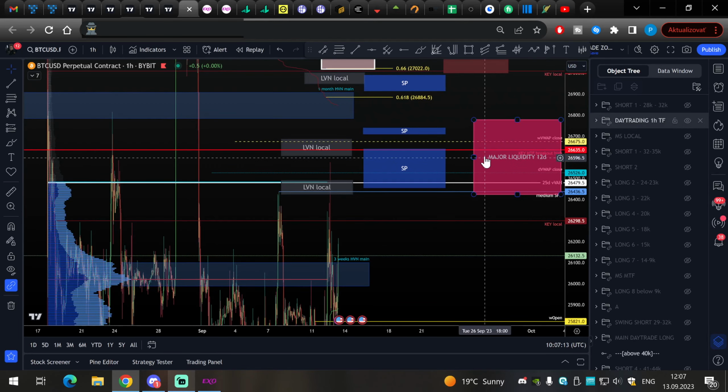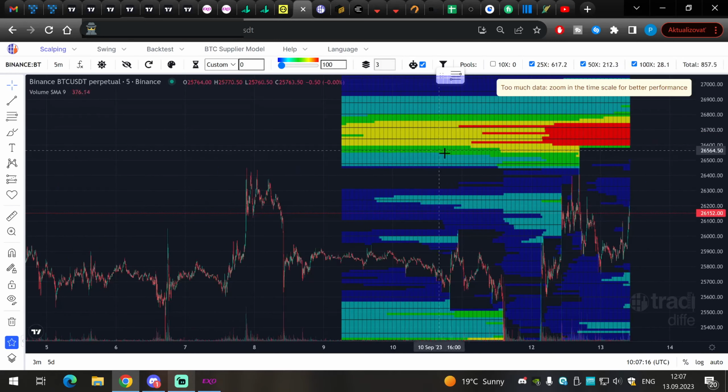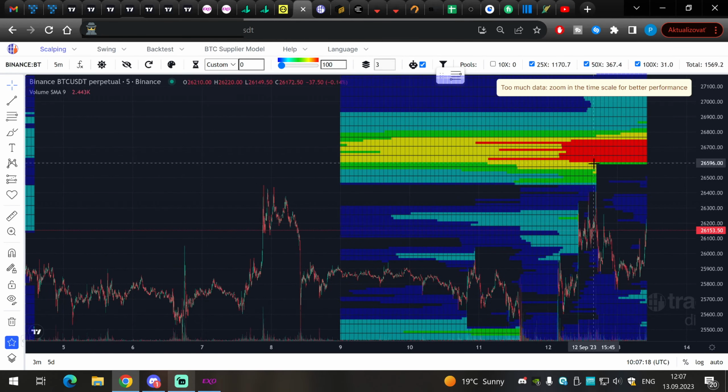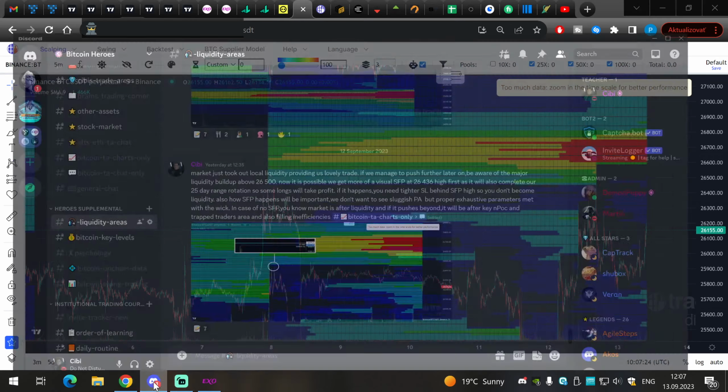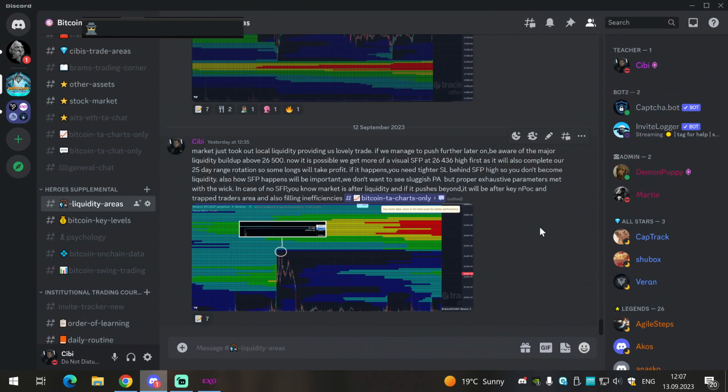This is again what you learn in the group. You don't set stop losses in such major liquidity nodes, or you will become liquidity and overstretch unnecessary losses to you, right? Okay. And also I said if a swing failure pattern happens, we will be important.